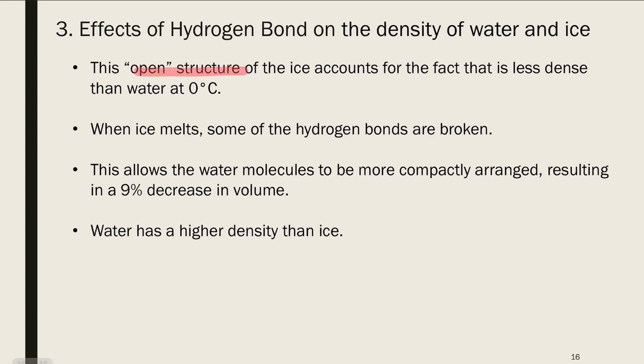The open structure of the ice accounts for the fact that it is less dense than water at 0 degrees Celsius. But when the ice melts, some of the hydrogen bonds will be broken. Okay, this allows the water to be more compactly arranged, resulting in a 9% decrease in volume. Therefore, water has a higher density than ice.